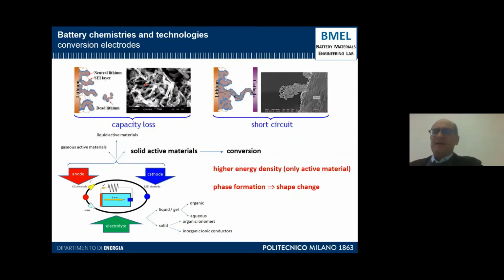Now, this drawback can be circumvented by using conversion electrodes, which merely consist of active material, though at the cost of phase formation processes in correspondence of each discharge and charge half cycle. These phase formation processes generally lead to shape changes of the active material that are presently poorly understood and controlled, and can lead, on the one hand, to the detachment of active material from the electrode, causing capacity loss, or the formation of dendrites liable to give rise to internal short circuits.